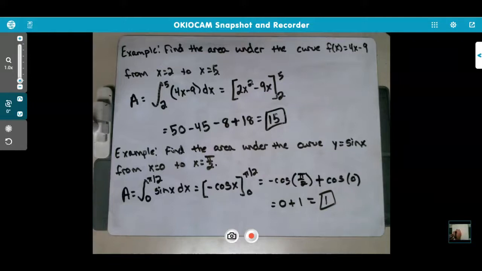All right, that is the end of sections 5.2 and 5.3. We are going to use these skills throughout the rest of this class and a lot throughout Calculus 2. So if any of it does not make sense, please let me know.